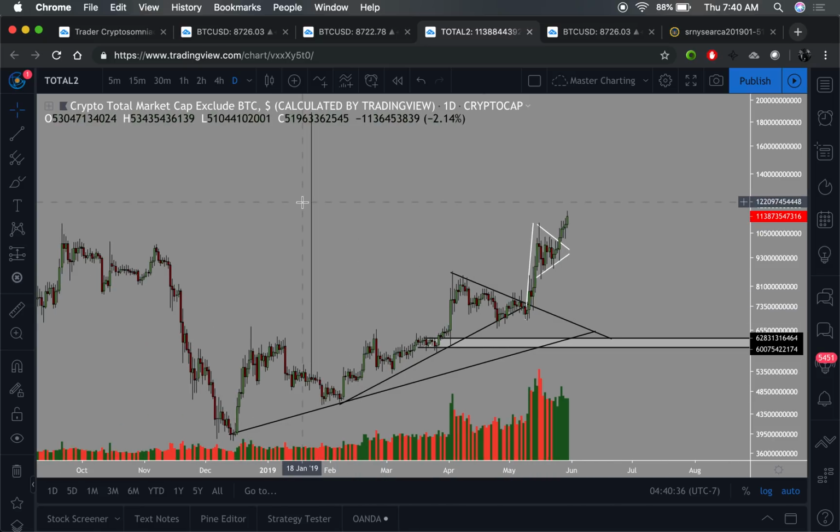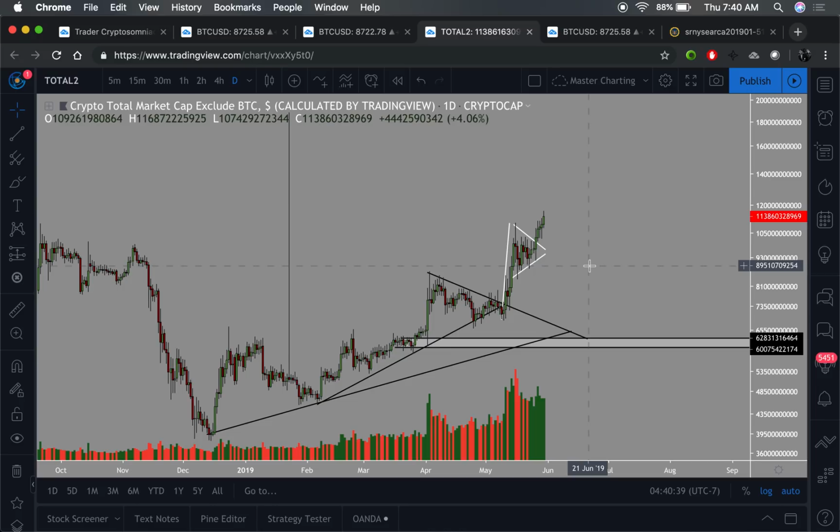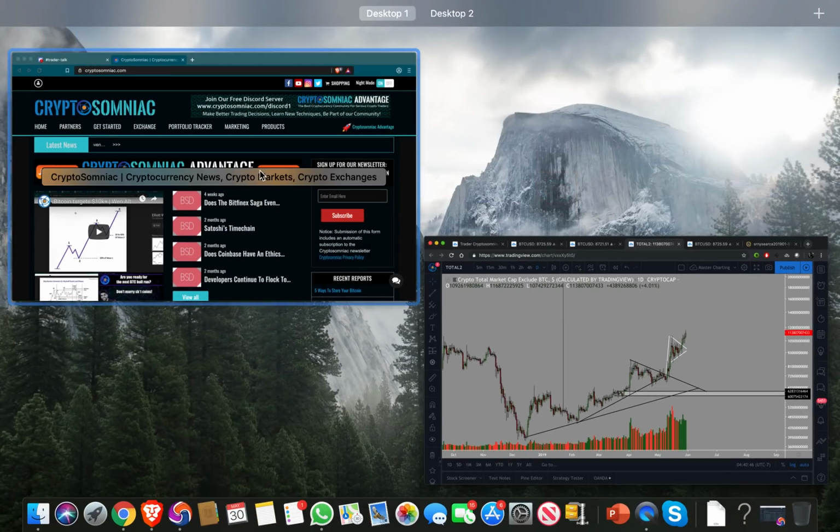So the point is that there are very few select altcoins, I personally think, that are moving positively with BTC. And those I've actually mentioned in my community.